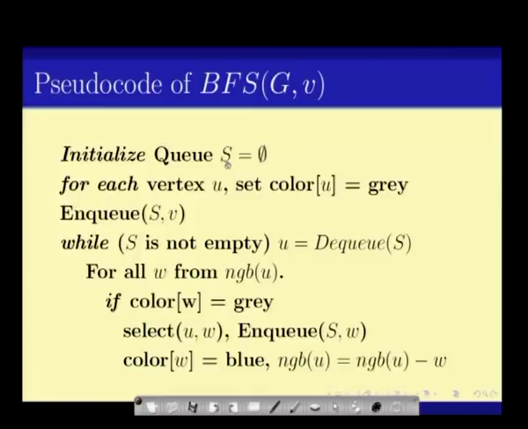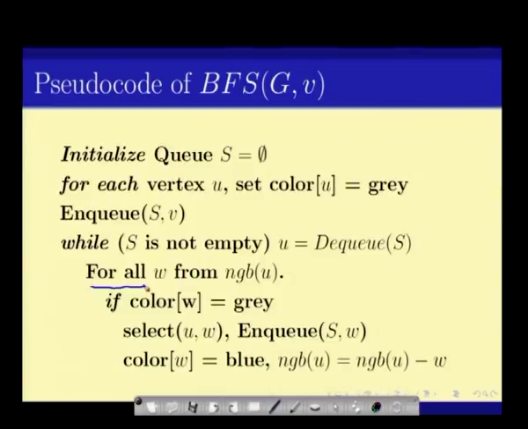We first start with a queue which is empty. We will first color vertices gray. As soon as we see the first vertex we put it in the queue, then as long as this queue is not empty, we first dequeue that element. Once we dequeue that element, we will look at all its neighbors, and here is the important part, that for all neighbors it will do that.